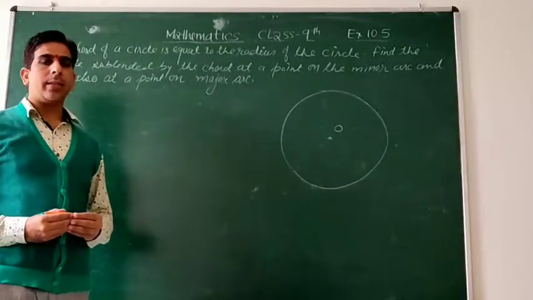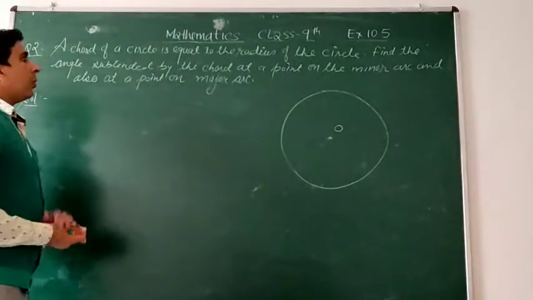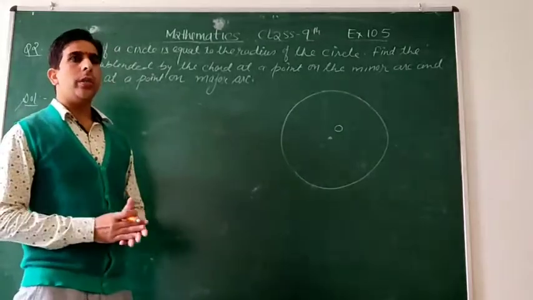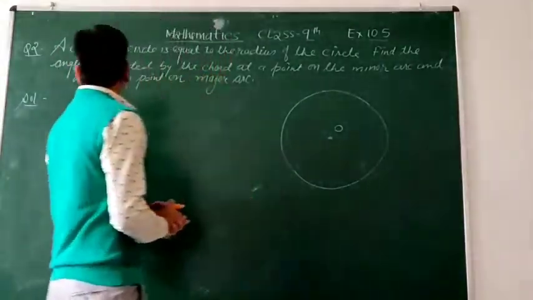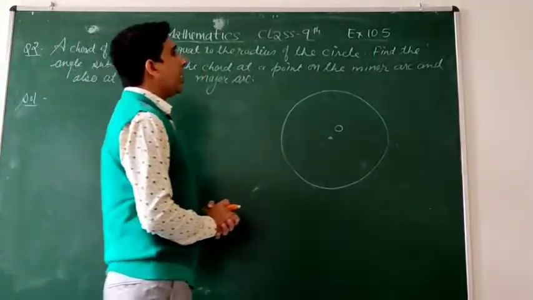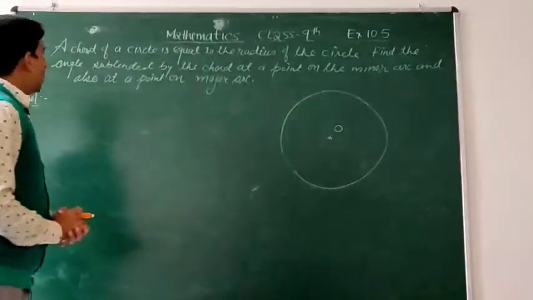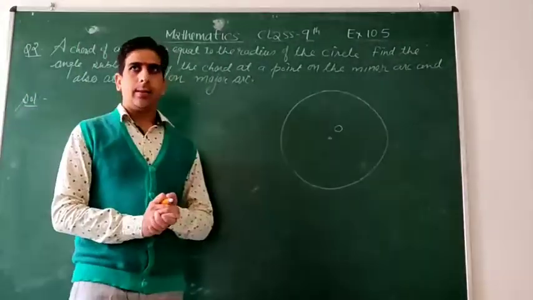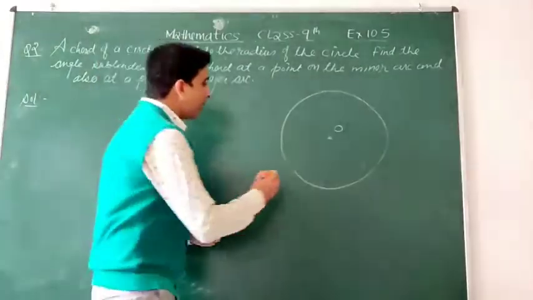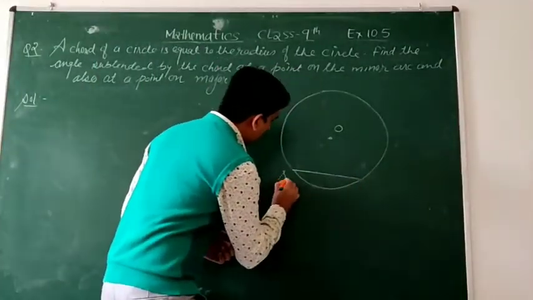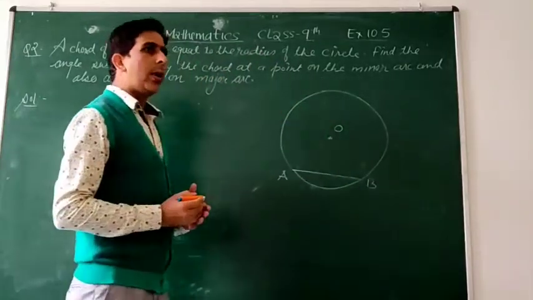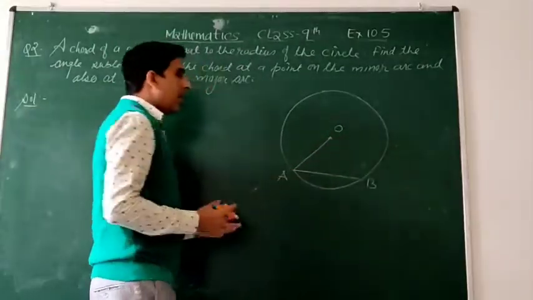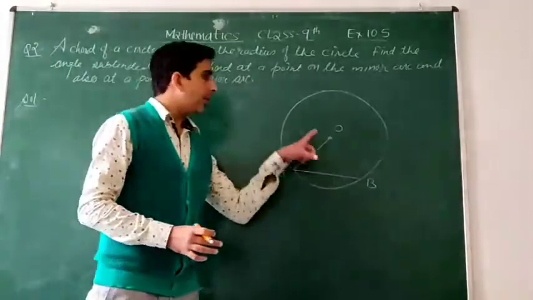The second sum of exercise 10.5: a chord of a circle is equal to the radius of the circle. Find the angle subtended by the chord at a point on the minor arc and also at a point on the major arc. We have a circle and a chord in it, let this chord be AB. This chord AB is equal to the radius of the circle, which is equal to OA. Chord is equal to radius.